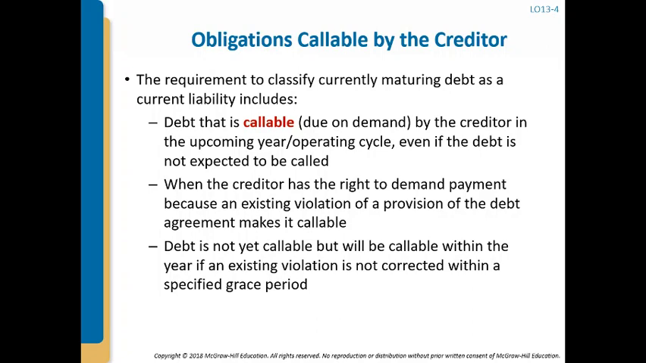Usually what they have in there is a provision that whatever debt you have with them is callable if you don't satisfy whatever covenant you've broken within a certain amount of time. If you have that case, even if you're not expecting the debt to be called, you've got to list it as a current obligation.